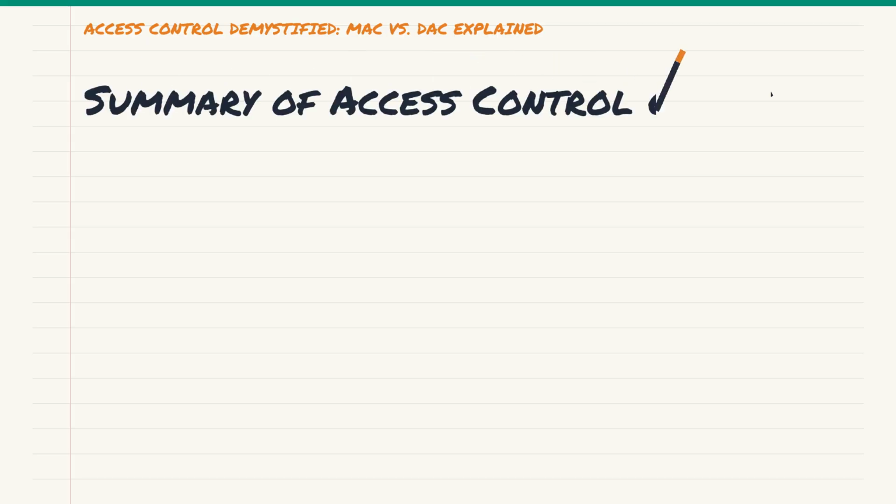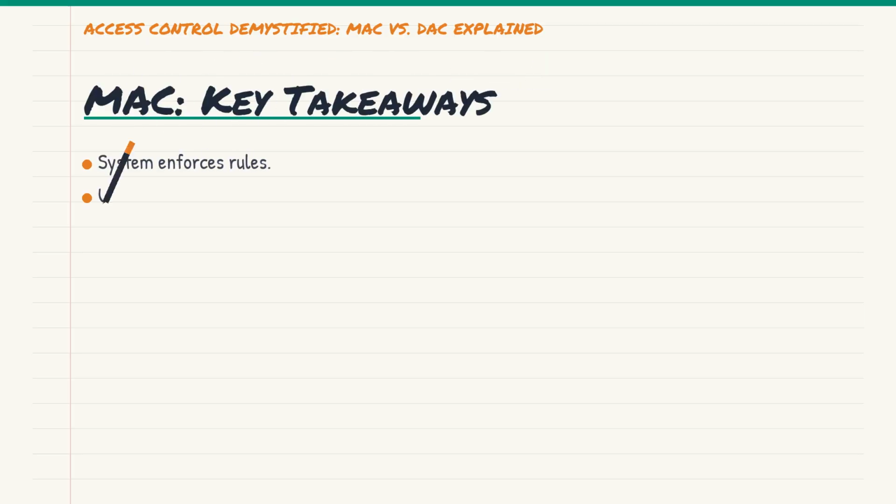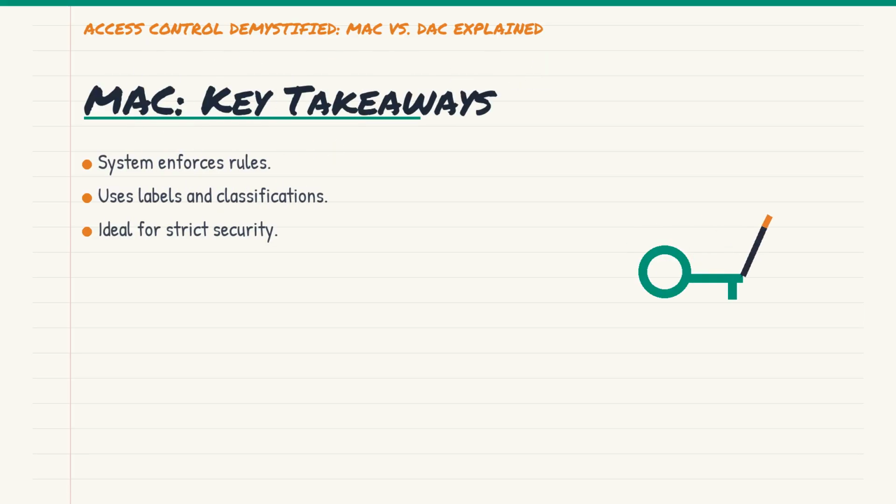To wrap up this section, remember the two fundamental goals of access control: confidentiality, keeping data secret from unauthorized eyes, and integrity, ensuring that data remains accurate and unaltered. These are the bedrock principles that all the models we discussed aim to achieve. For MAC, the big ideas are: enforced by the system, not the owner, uses security labels and classifications, and is ideal for environments with strict, hierarchical security requirements. It's about the system making the tough decisions to keep things safe.